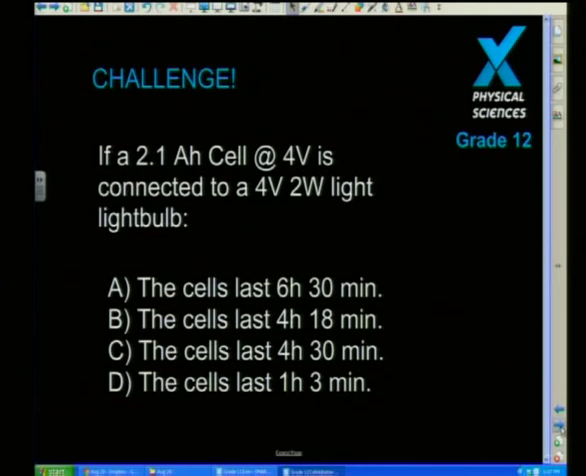Now, there's a couple of options. It tells me that the cell lasts either 6 hours and 30 minutes, or 4 hours and 18 minutes, or 4 hours and 30 minutes, or 1 hour and 3 minutes. Okay, guys, you've got to be able to figure this out by the end of the lesson.